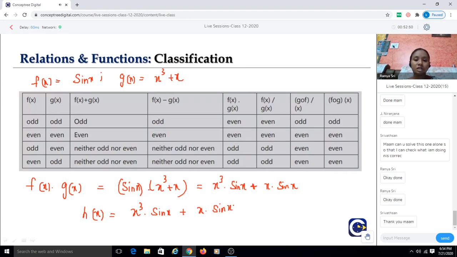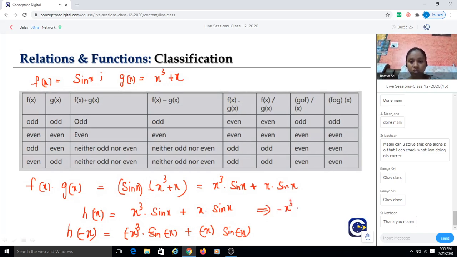So now here we have to check whether our function h of x is an even function or odd function. The procedure will be the same. So in place of x, we are substituting minus x. So it will be minus x whole cube into sin of minus x plus minus x into sin of minus x. Right. So here minus x whole cube will be minus x cube. Sine of minus x will be minus sine x. So minus x and sine of minus x will be minus sine x.